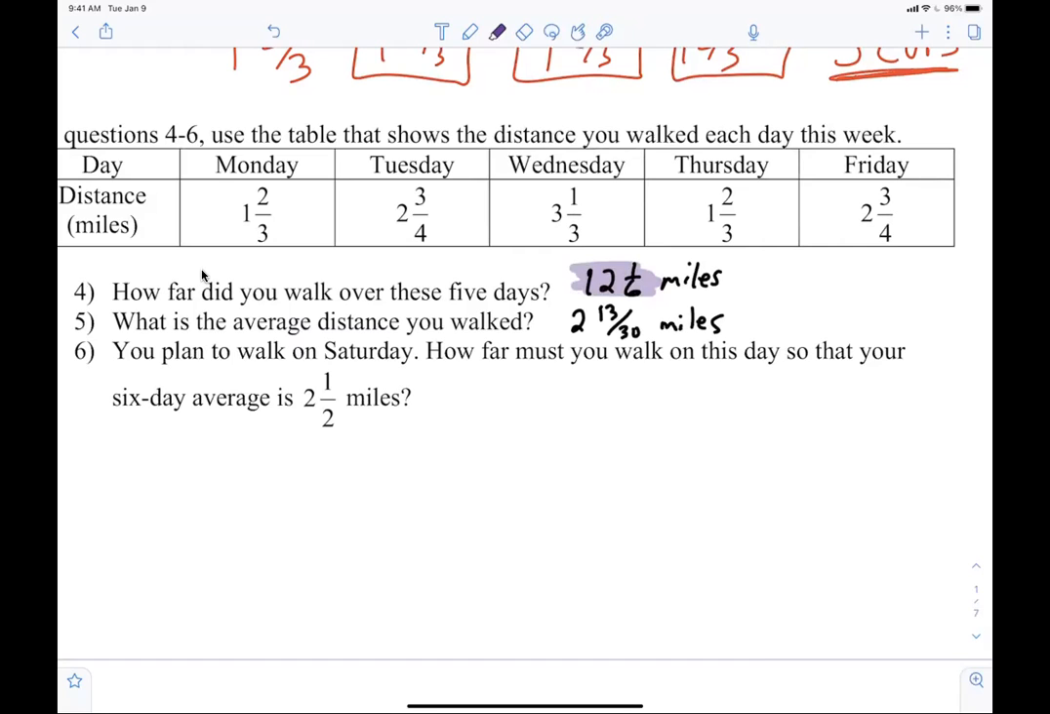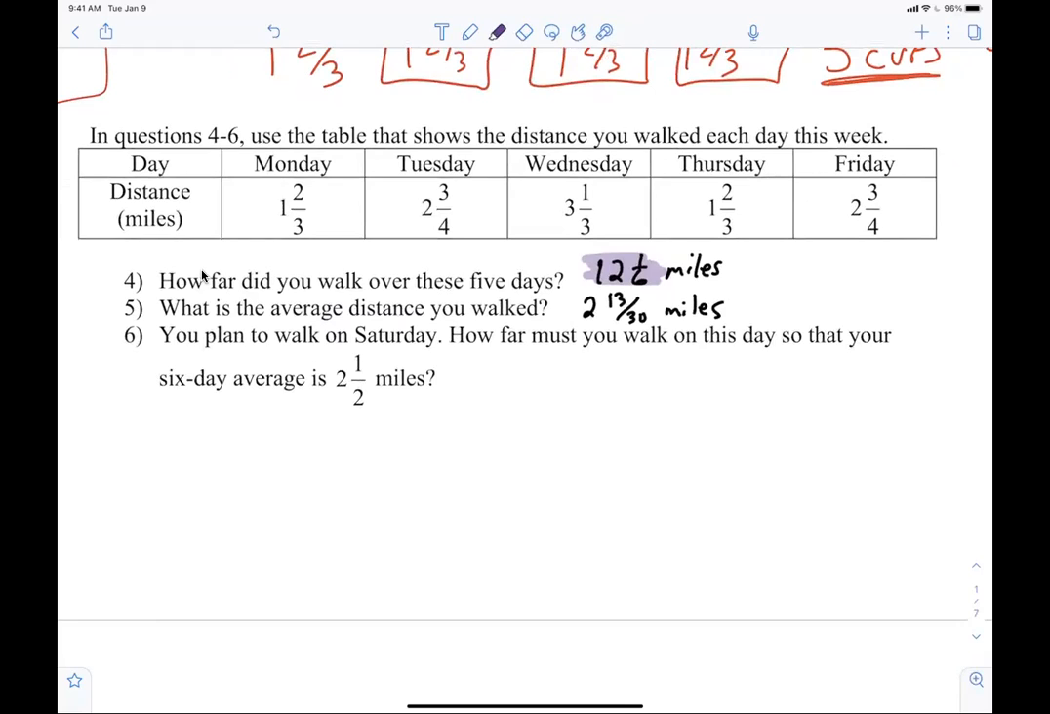You with me? Okay, now here, just a minute. It says you plan to walk on Saturday. How far must you walk on this day so that your 6-day average is 2.5 miles? Tell me. I want the answer first. Well, you don't have the answer? Well, I had it and then I got confused. All right, that's okay. No, I want someone who tried it to give me an answer. What did you get, buddy?